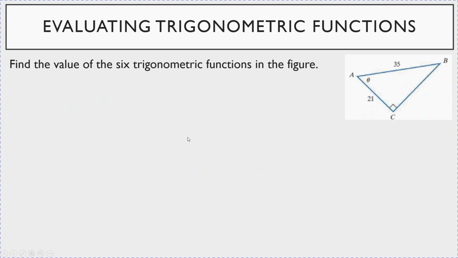Let's find the value of the six trigonometric functions in this figure here. Okay, so right off the bat, this is C. So this is my hypotenuse. Boom, right here. This is the side opposite B. So we've got to figure out what A is. So again, to find the value of A, what you're going to have to do here is use the Pythagorean theorem.